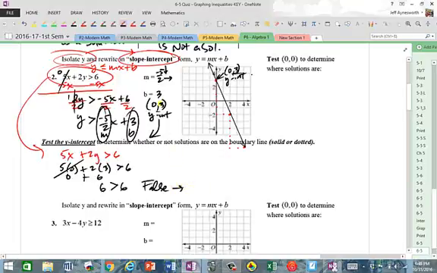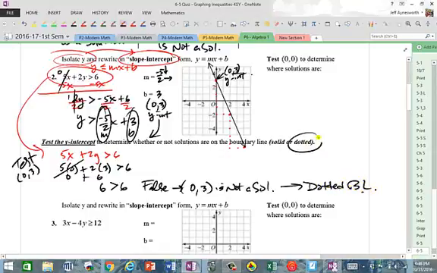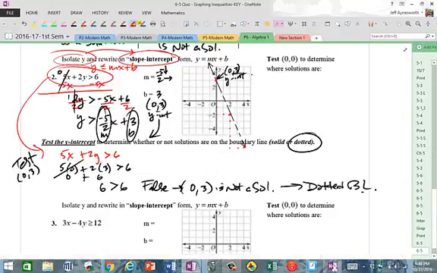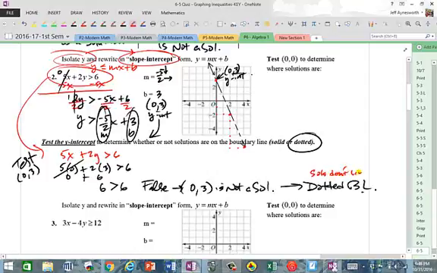So what does that mean? It means that our test point 0, 3, that's what we just did, 0, 3 is not a solution. What does that mean? It means dotted boundary line. The boundary line's dotted. So get out your eraser. And the solutions don't lie on the line because I just tested one point on the line and it doesn't work, right? So what you do is you make it dotted. Dotted boundary line means the solutions do not lie on the line.